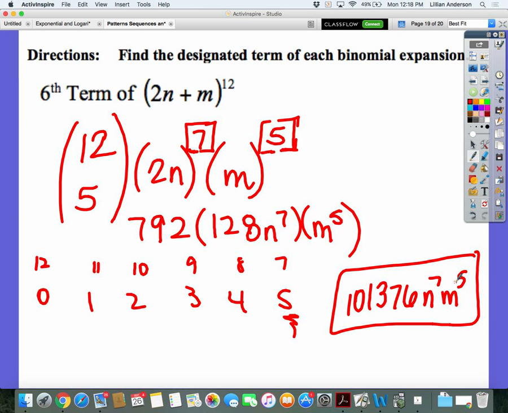You guys remember doing this? Sometimes instead of asking for a particular term, they might ask you for the m to the 7th, m to the 5th term. They might ask you for that instead. Or they might ask you what's the coefficient of that term. If they ask you for the coefficient, they just want that front number. Try this one on your own.